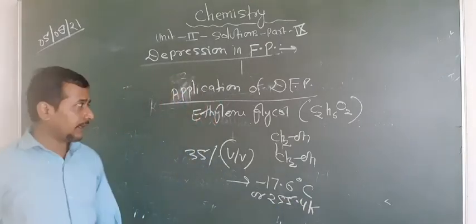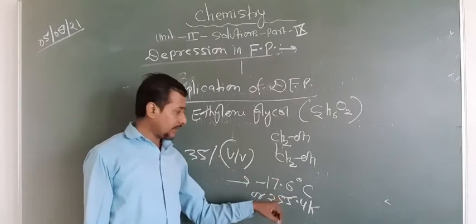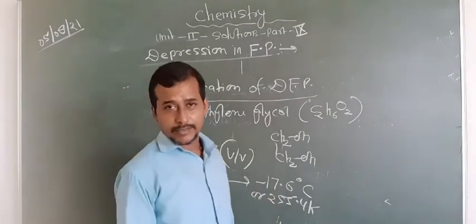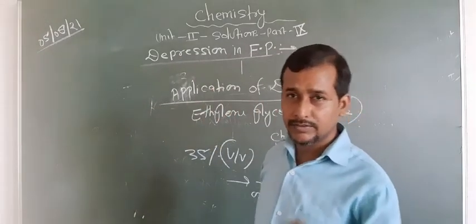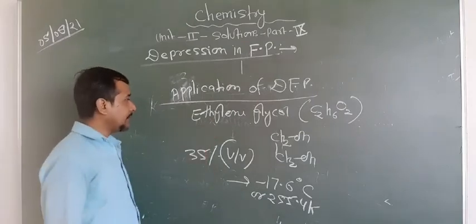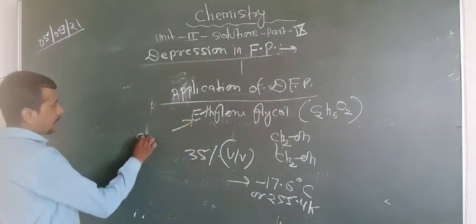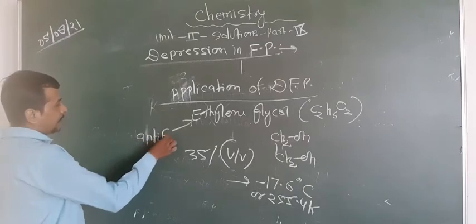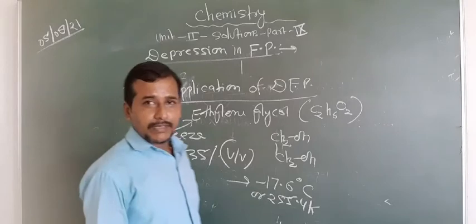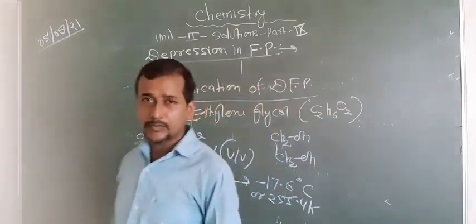So after adding this at this concentration, what happened? Now the water, that is the solvent, will freeze at this temperature, not 0 degrees centigrade. So this is the chemical which depresses the freezing point of water. That's why this is known as a type of anti-freeze. Okay, so one question may be raised: write the name of an anti-freeze which can depress the freezing point of water.